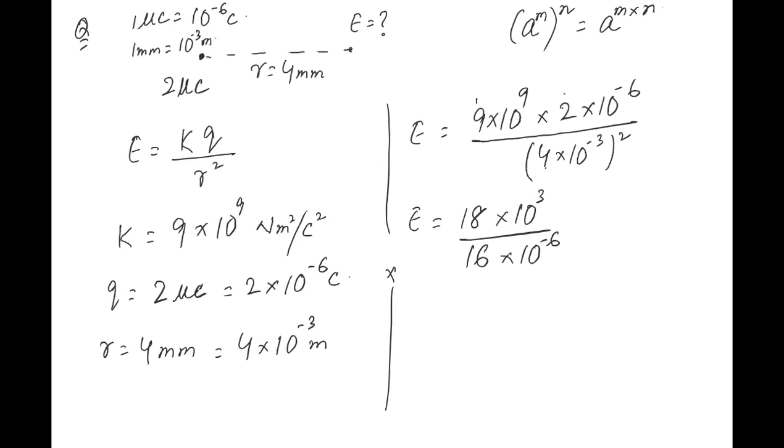Okay, good. So we can finally write this result as 18 by 16 will become equal to 9 by 8, multiplied by, if you take this value into the numerator, the sign of the power will change. Means if it is negative in the denominator, it will become positive. Means it will become 10 to the power 3 multiplied by 10 to the power 6. So E can be written as 9 by 8 into 10 to the power 9.